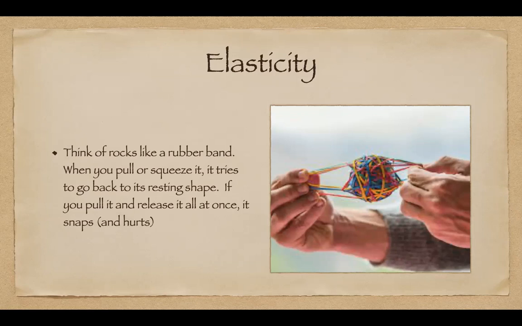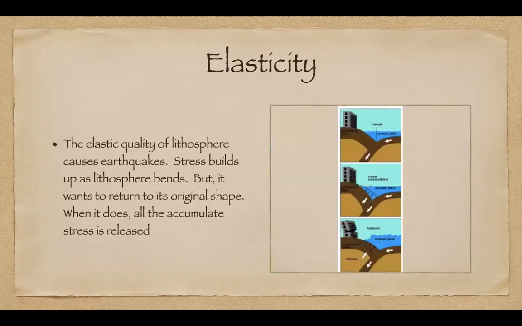And the reason why is because the rubber band's trying to go back to its original shape. It's trying to go back to its resting shape. This is different than a paper clip. If I take a paper clip and I bend it, it doesn't resist me. Once I bend it, it stays bent. A paper clip has no elasticity. So that's very, very important. Please make sure you have that in notes, the word elasticity and what it means.